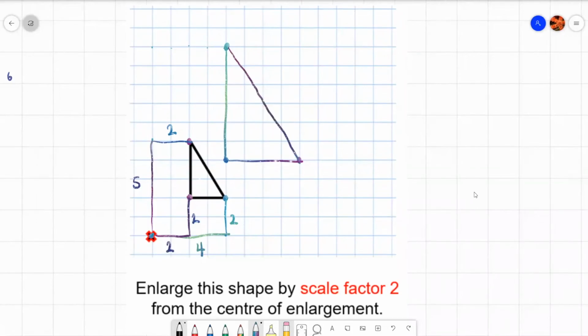Okay, and let's see now. I've got 1, 2, 3, 4 as my base, and my height is 1, 2, 3, 4, 5, 6. Remember, we don't count the diagonals. Well, this original triangle was 3 height and 2 up. And yes, my shape has been doubled. So the shape has been doubled, and also the distance from the center point has also been doubled. Okay. So you might get a question like the ones that we did at the start, where you just have to enlarge the shape, or you might get a question where you have to enlarge the shape from the center of enlargement. Thank you for watching.